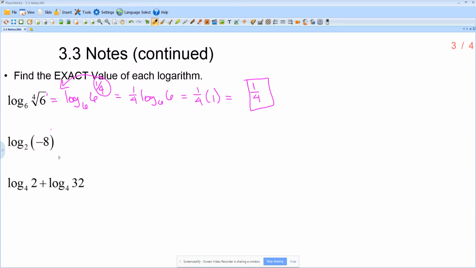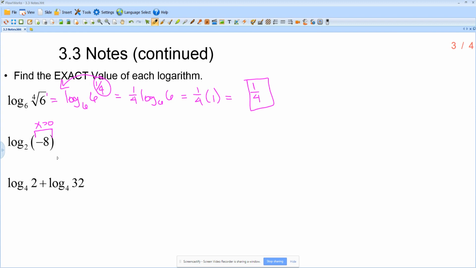Log base 2 of -8. So what I want to do, because I'm trying to use some properties here, not using that circular idea, log base 2 of -8. Thinking about what a logarithm means, this is 2 to some power gives me -8. Now, we can deal with ways of rewriting this, but we're going to have an issue. This right here is not part of our domain. Our domain of a logarithm is x is greater than 0.